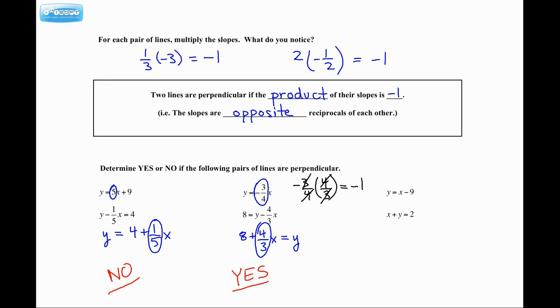All right, last example. We can see that the slope of this line is 1. In order for this one to be perpendicular, its slope must be the reciprocal of 1, which is actually just 1, but the sign has to be changed. So this has to have a slope of negative 1. Can we see that just by looking at it? Subtract x from both sides. Now it's in slope-intercept form. You can see that the number in front of x is just an invisible negative 1. So yes, they are perpendicular. You could also check: 1 times negative 1, of course, is negative 1.